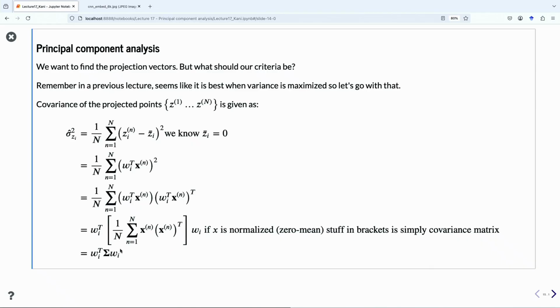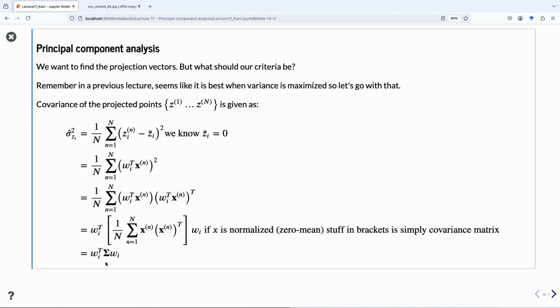And this little formulation here is the covariance of X, the original data points, assuming that the original data points were normalized and had a 0 mean. If they weren't normalized and had a 0 mean, there's a minus mu term that goes in here in a normal covariance calculation. But we're still assuming that we normalize the data points. So this whole thing here is simply the covariance matrix of the original data points. And we denote that using the symbol sigma.